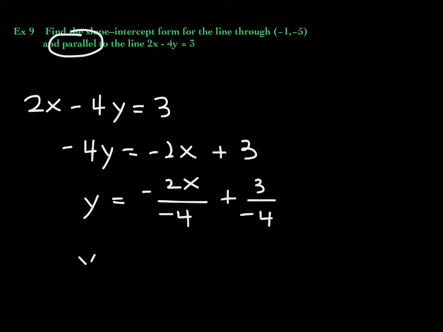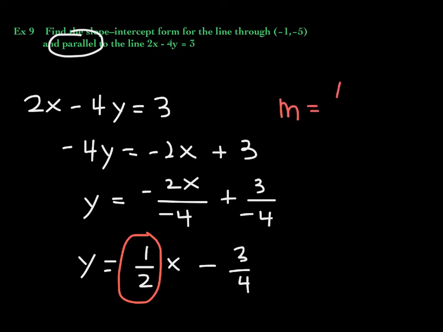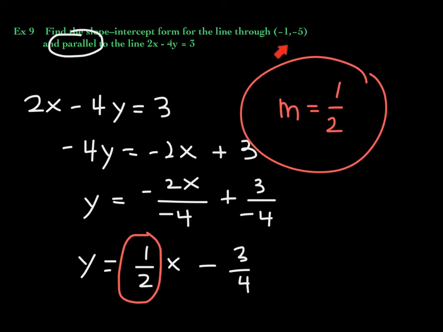So then the slope-intercept form for the line that they gave me in the problem is positive 1/2 x minus 3/4. Now, the important part of this is that the slope of this guy is 1/2. That means my slope is also 1/2, right? Because our lines are parallel. If our lines are parallel, then our slopes are the same. All right, great. Now, I have my slope and I have a point that my line goes through.